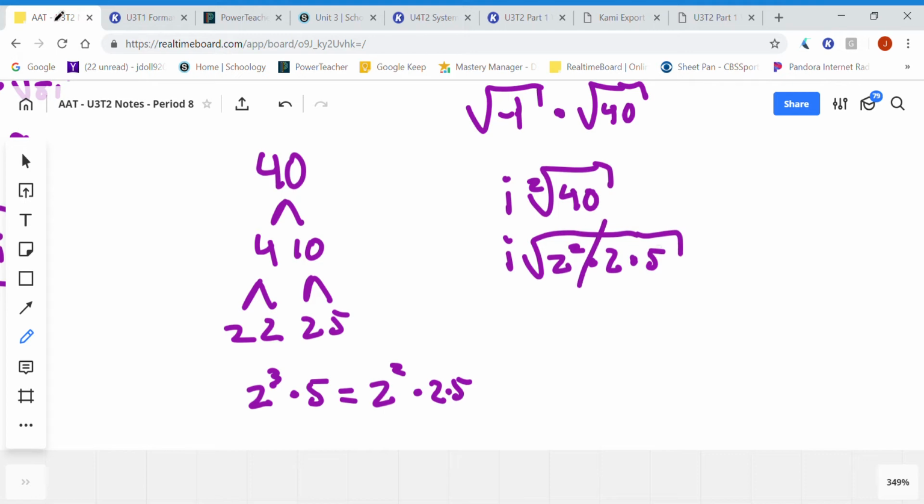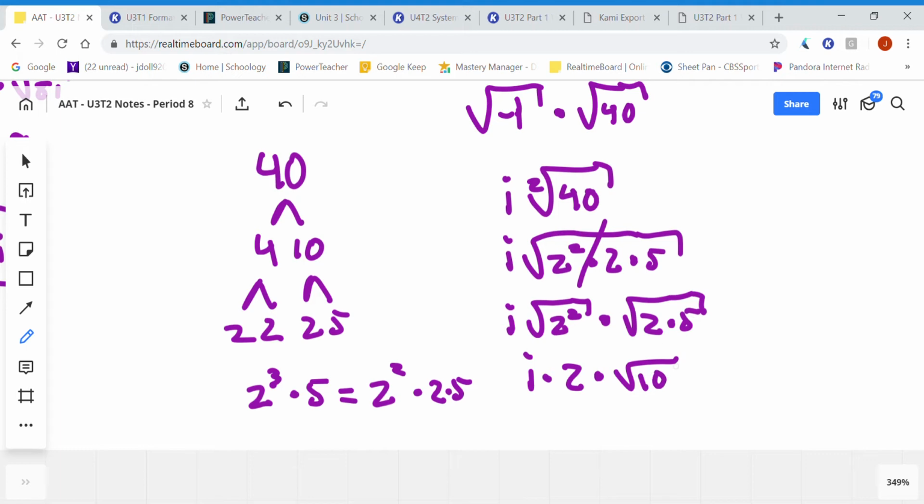I can again break this up. Well, I don't want to, sorry, I'm not actually going to break up this last one. I want to break this 2 squared off. So it's i times the square root of 2 squared times the square root of 2 times 5. And the reason I want to do that is because my exponent of 2 can cancel my radical. So this becomes i times 2. And then since I can't do anything with the 2 and the 5, we'll simplify them back to the square root of 10. And my final answer here is 2i square root of 10.